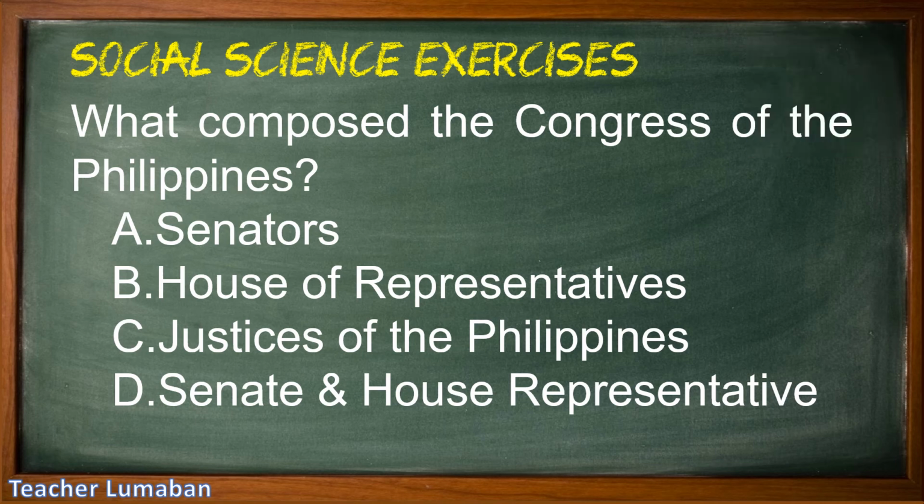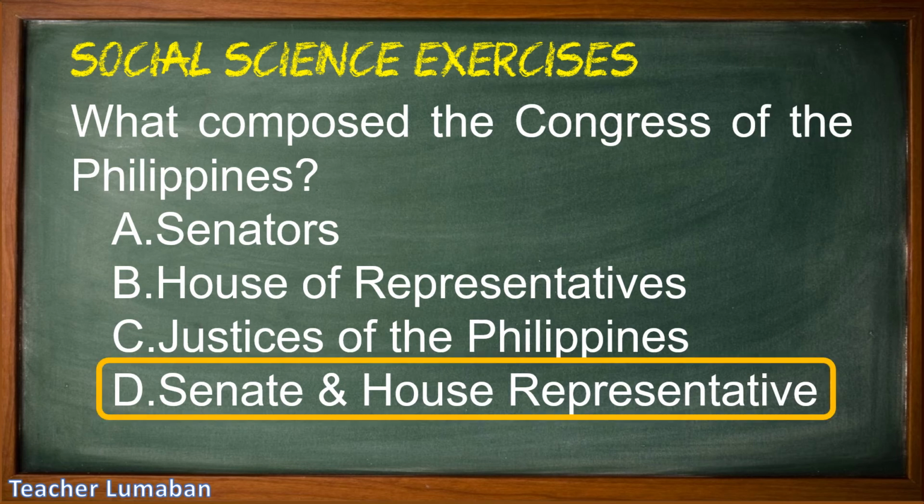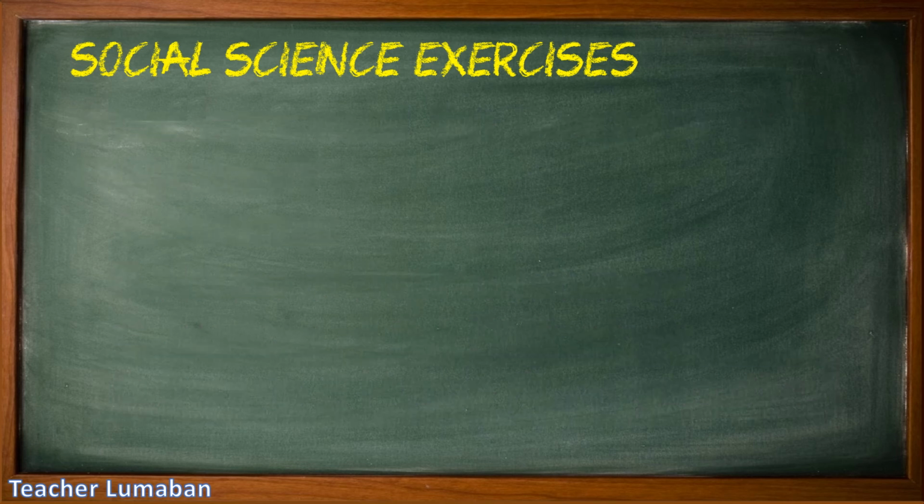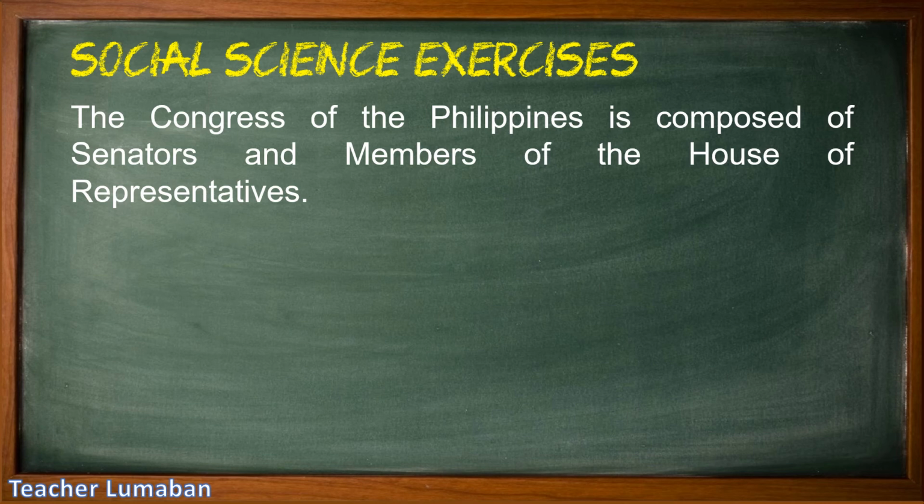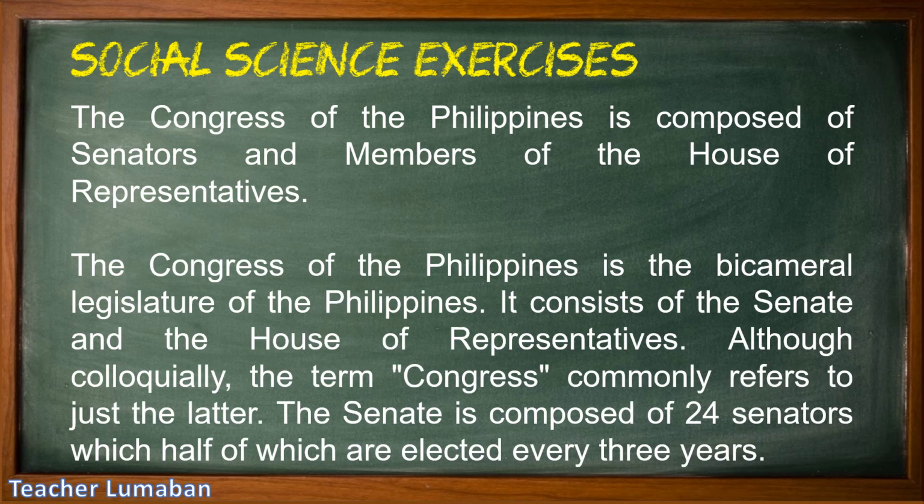The suitable description is letter D. Senate and House Representative. The Congress of the Philippines is composed of senators and members of the House of Representatives. The Congress of the Philippines is the bicameral legislature of the Philippines. It consists of the Senate and the House of Representatives, although colloquially, the term Congress commonly refers to just the latter. The Senate is composed of 24 senators, half of which are elected every 3 years.